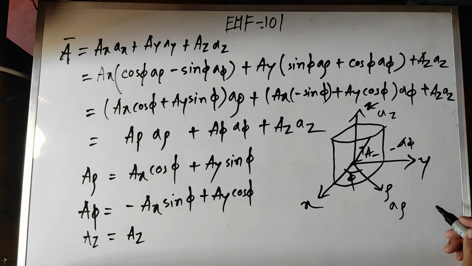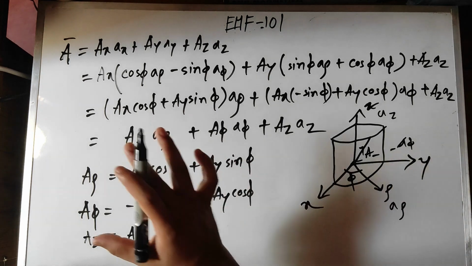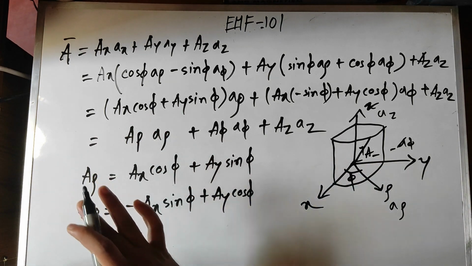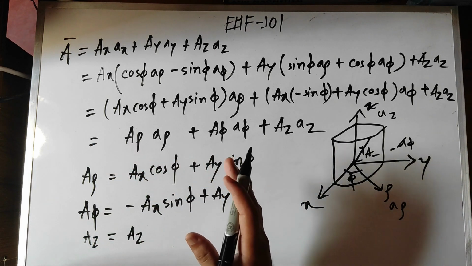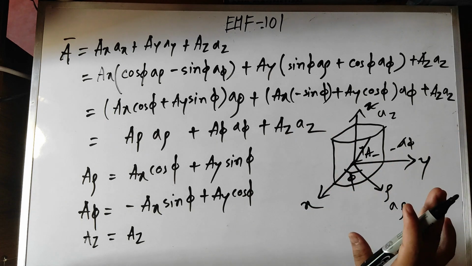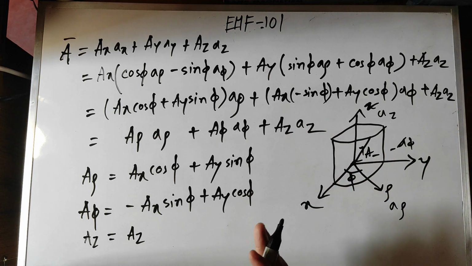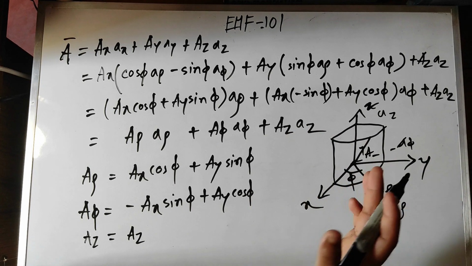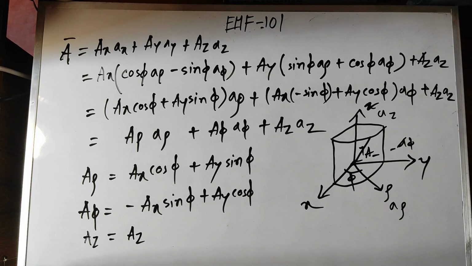If we convert a full vector from Cartesian to cylindrical, the transformation will be like this. Now what will be the transformation vice versa?